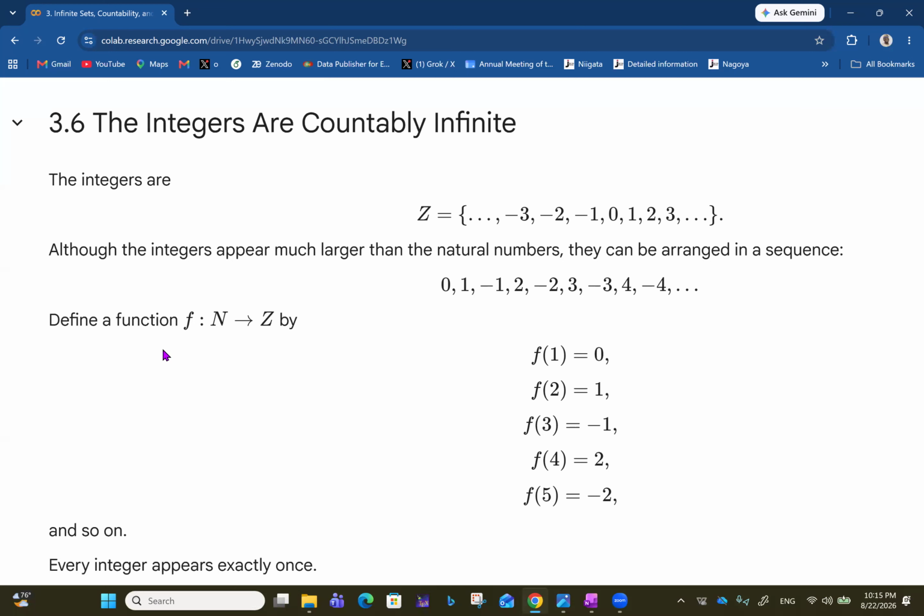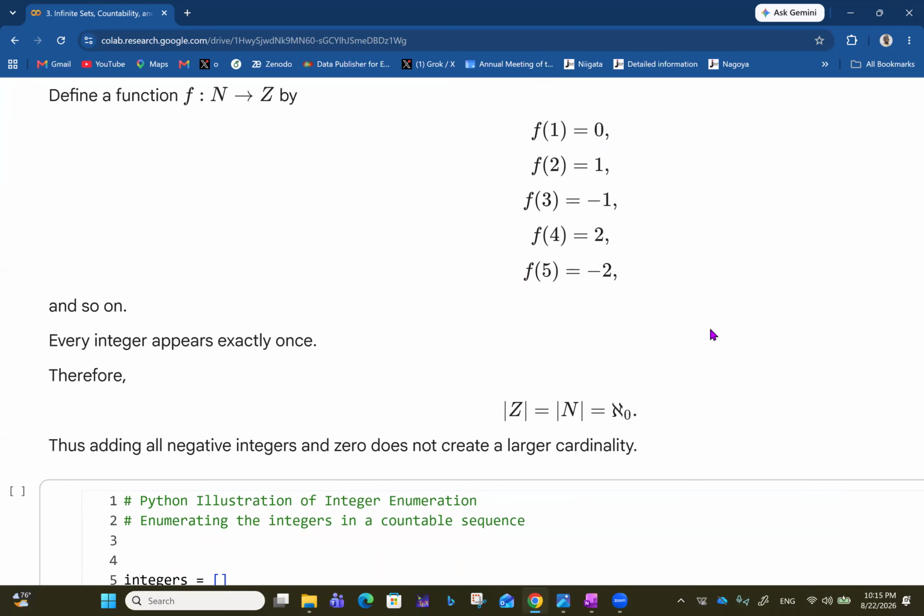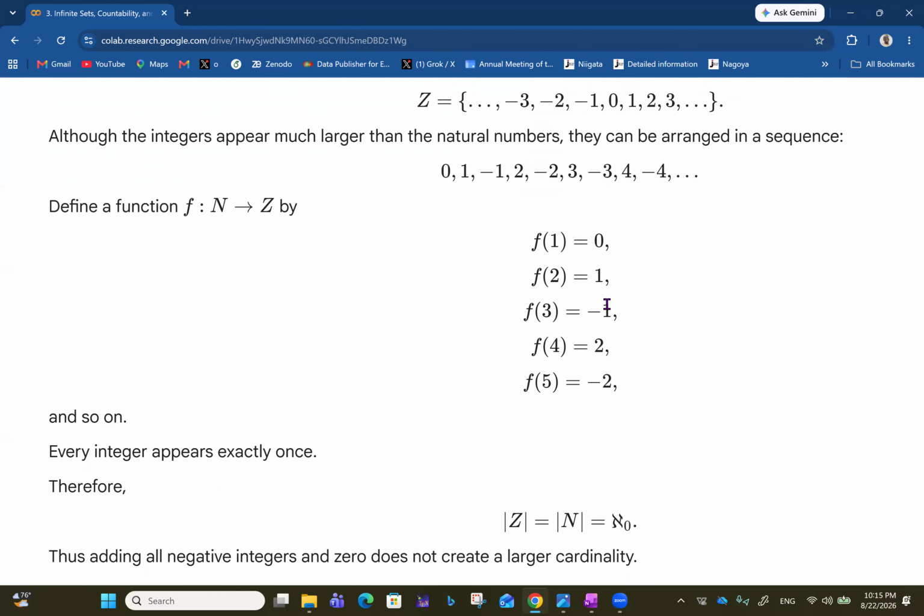So you define a function f which maps the set of natural numbers to the set of integers by f of 1 is 0, f of 2 is 1, f of 3 is minus 1, f of 4 is 2, f of 5 is minus 2. So instead of having them like a number line, you just alternate positive, negative, and it goes on. Every integer appears exactly once, so that is a bijection. And if there's a bijection, that means that though it is infinite, it is a countably infinite set.